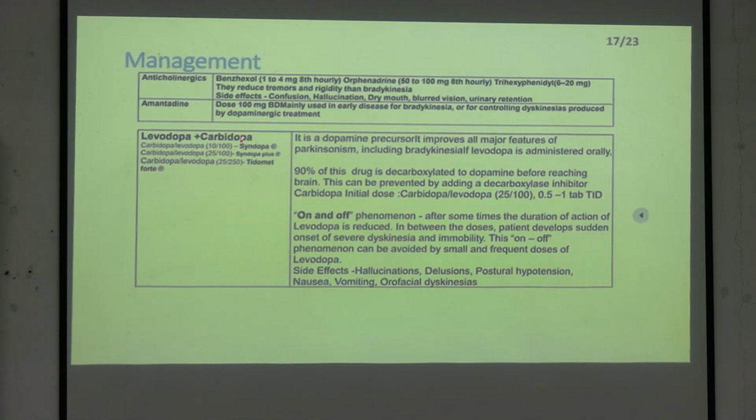And when you use Carbidopa, it is written here. Carbidopa is used just to avoid destruction. This drug is destroyed peripherally, so if you add Carbidopa, it will prevent the destruction of Levodopa by decarboxylase inhibition. So the most common and initial drug used is the combination of Levodopa and Carbidopa. But you can use anticholinergics also and amantadine also.